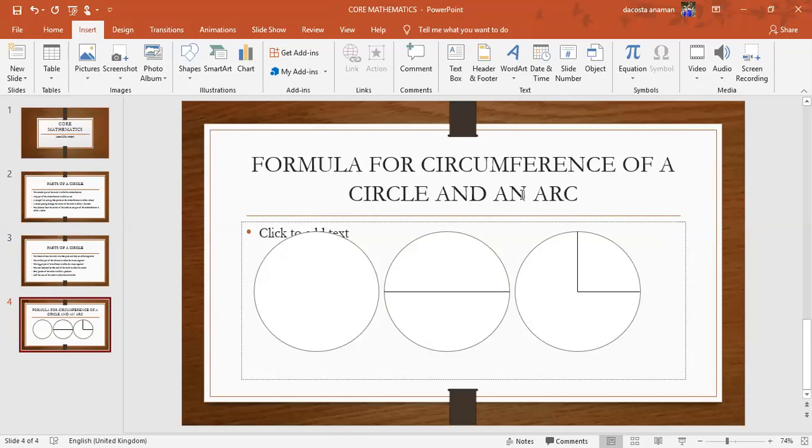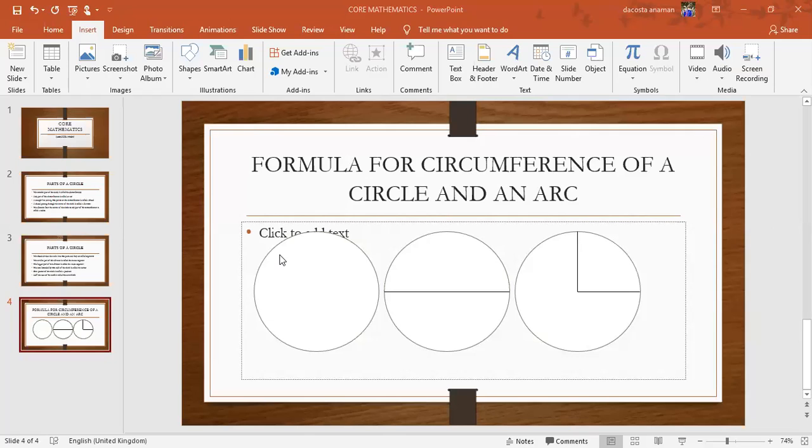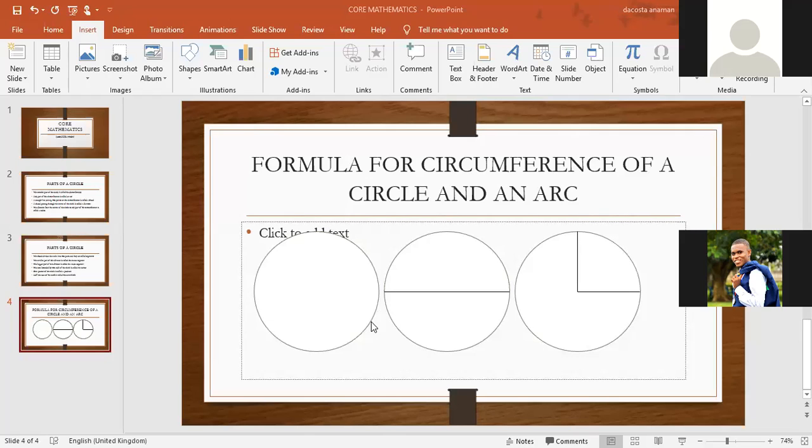Is that okay? So let's start. The perimeter of a circle is called the circumference. So when you are asked to find the perimeter of any circle, you are being asked to find the length around the circumference.